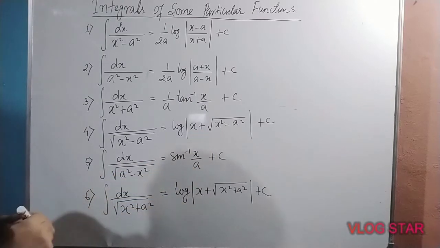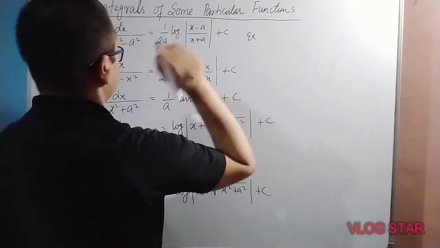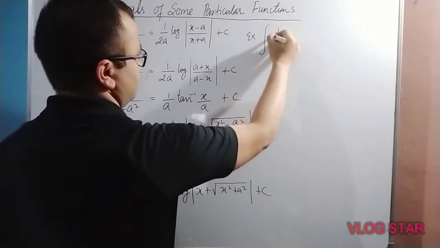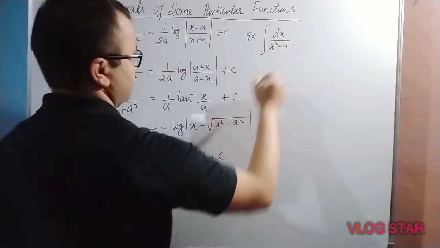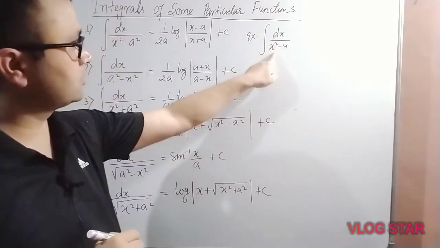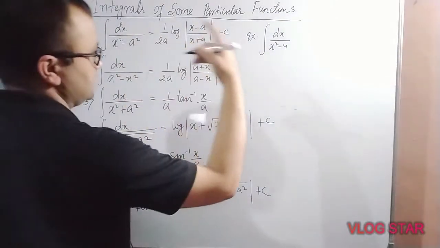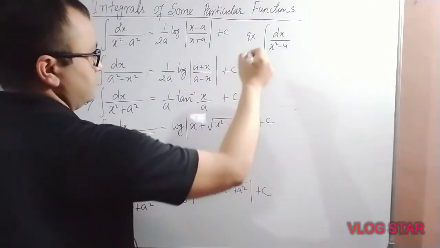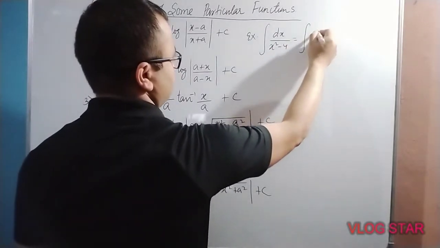Now let us take some examples of this type. Suppose we have to integrate dx by x square minus 4. This is the given function. First we have to make it into a standard form or particular function.